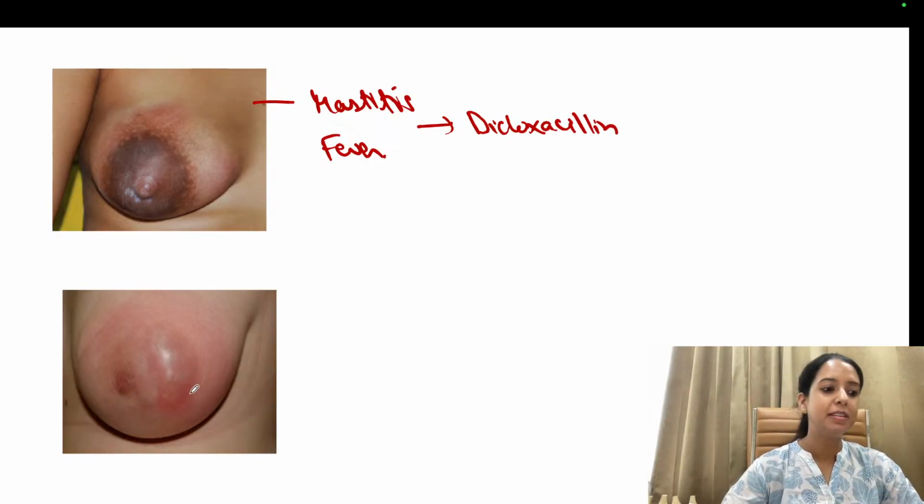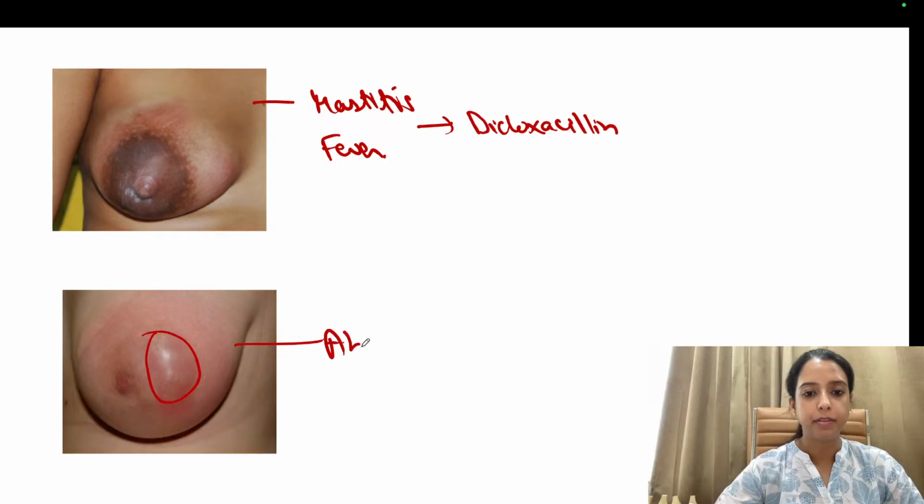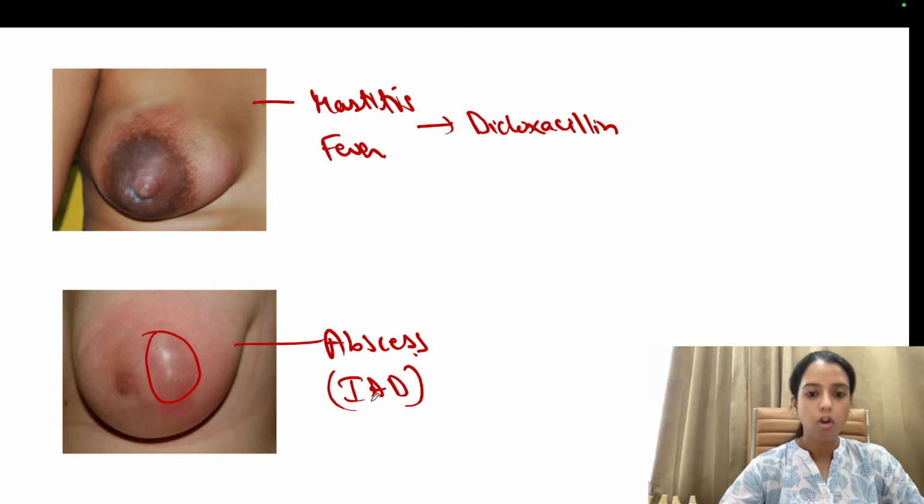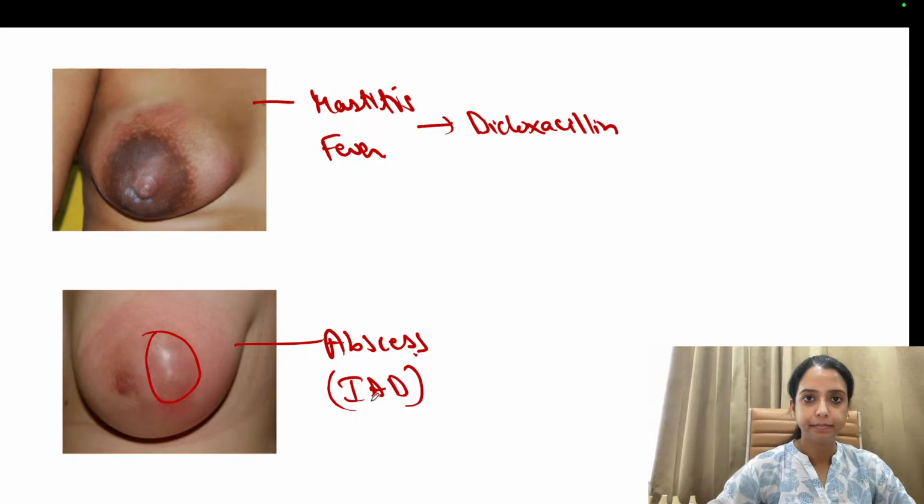Can you see here, when the mastitis is not treated, then it turns into a pus-filled cavity. It is a breast abscess. Now the breast abscess has formed, so the treatment is not only antibiotics but incision and drainage, followed by antibiotics.